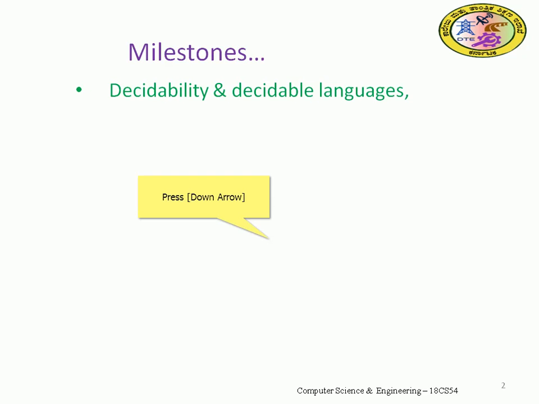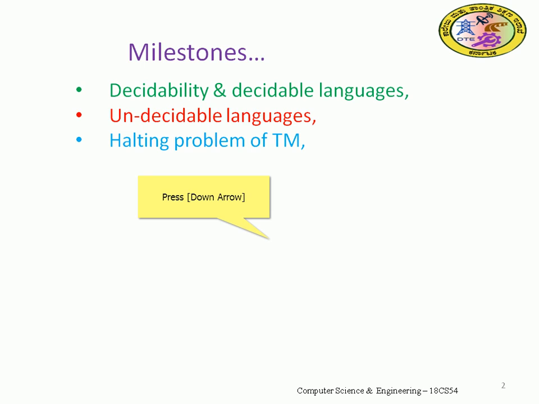So we'll say a little about decidability and decidable languages. We have discussed this anyhow in module 4, and a little about that is going to be discussed in module 5 too. Then undecidable languages, also the halting problem of Turing machine.